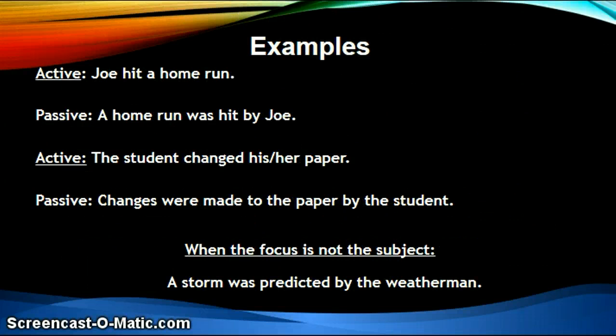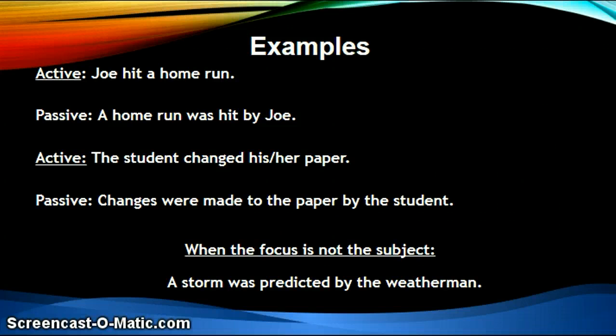Here are some examples that display the differences between active and passive voice. Joe hit a home run. This is an active sentence where the subject is performing the action. A home run was hit by Joe. This construction focuses on the object of the sentence, which is the home run. That makes it a passive sentence.